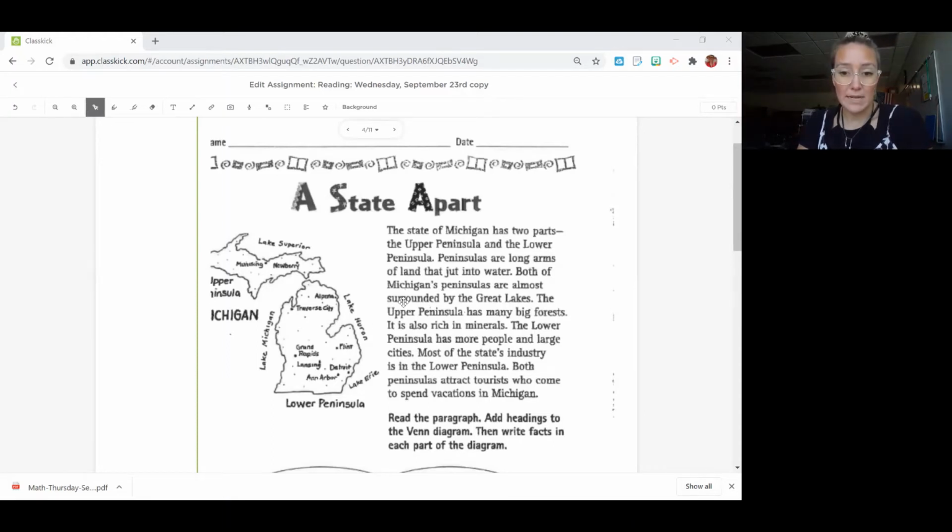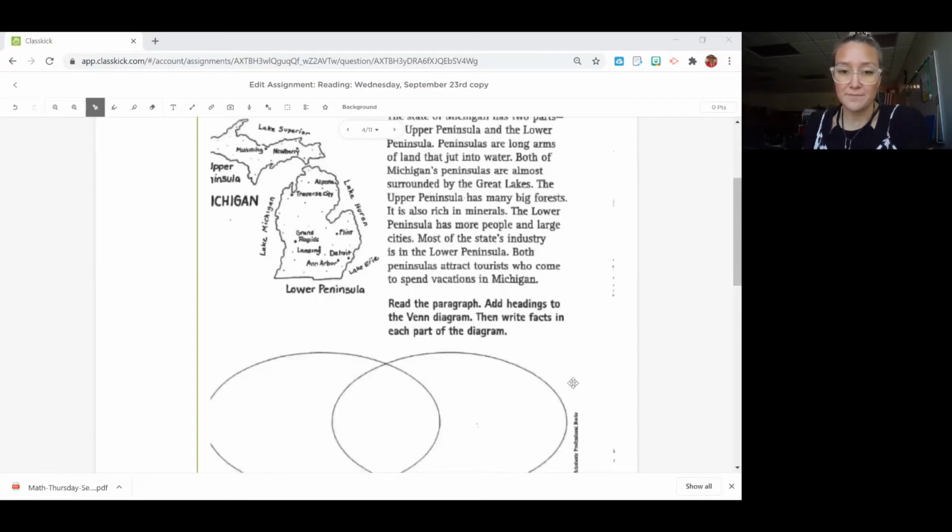The Lower Peninsula has more people and large cities. Most of the state's industry is in the Lower Peninsula. That means their companies and wherever they get revenue from. Both peninsulas attract tourists to come to spend vacations in Michigan.